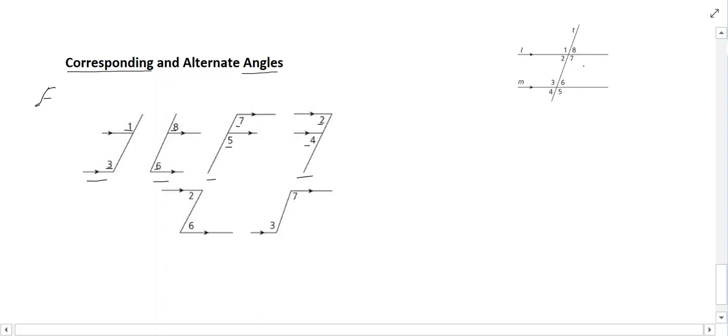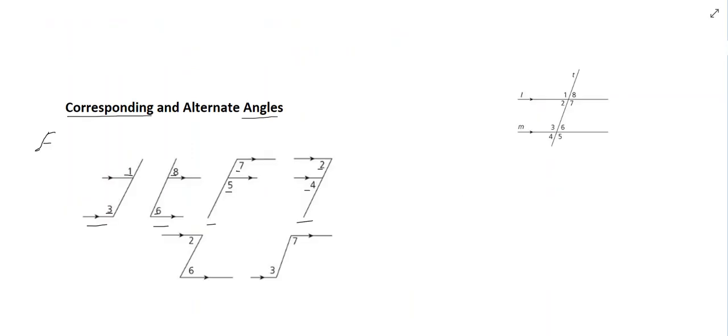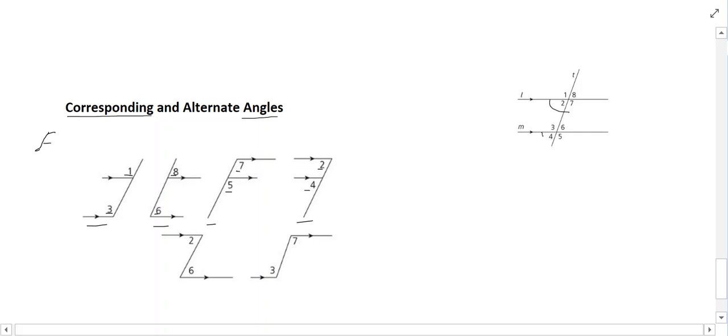Also, again, if we look on the shape, we have this angle here, angle 7 and angle 5. Again, corresponding angles, they're equal to each other. Okay, sorry about that, the screen just jumped up. And then also, if we look here, we have angle 2 and angle 4, which again are known as corresponding angles.